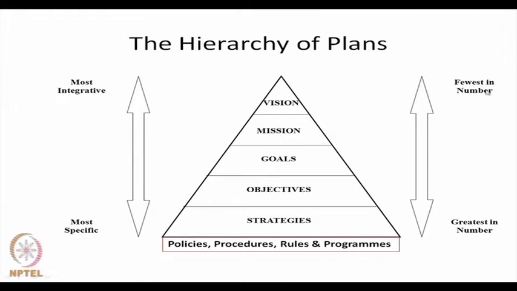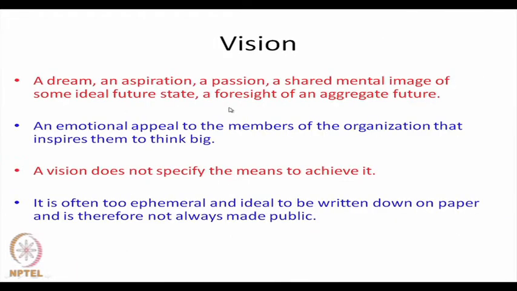Now, we see that they are fewest in number at the top: only one vision, only 1 or 2 missions, 5 or 10 goals, 20 to 50 objectives, 100 strategies. So, these are greatest in number, these are fewest in number. These are most specific to a particular situation and they are more systemic, more integrative, more holistic in view. Now, let us see each one of them.